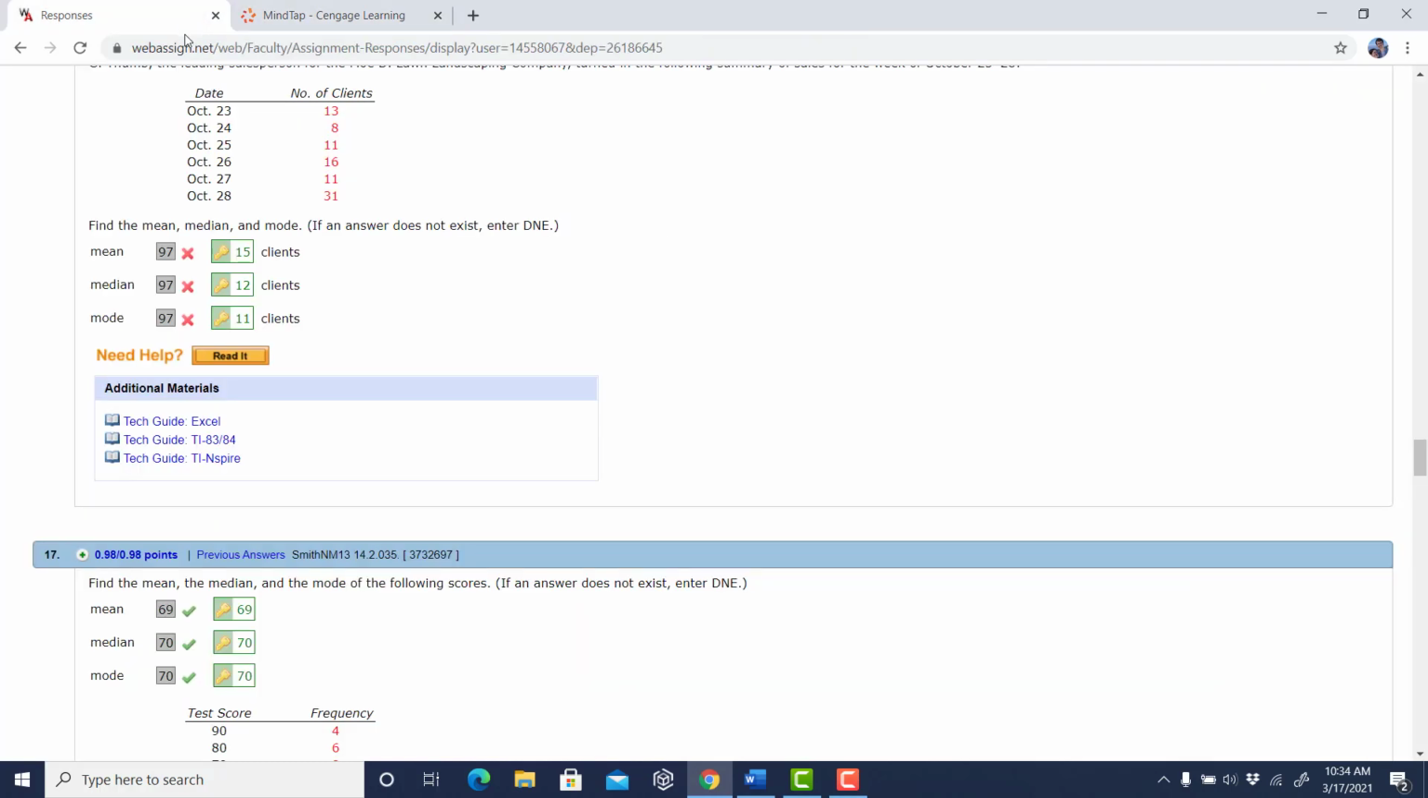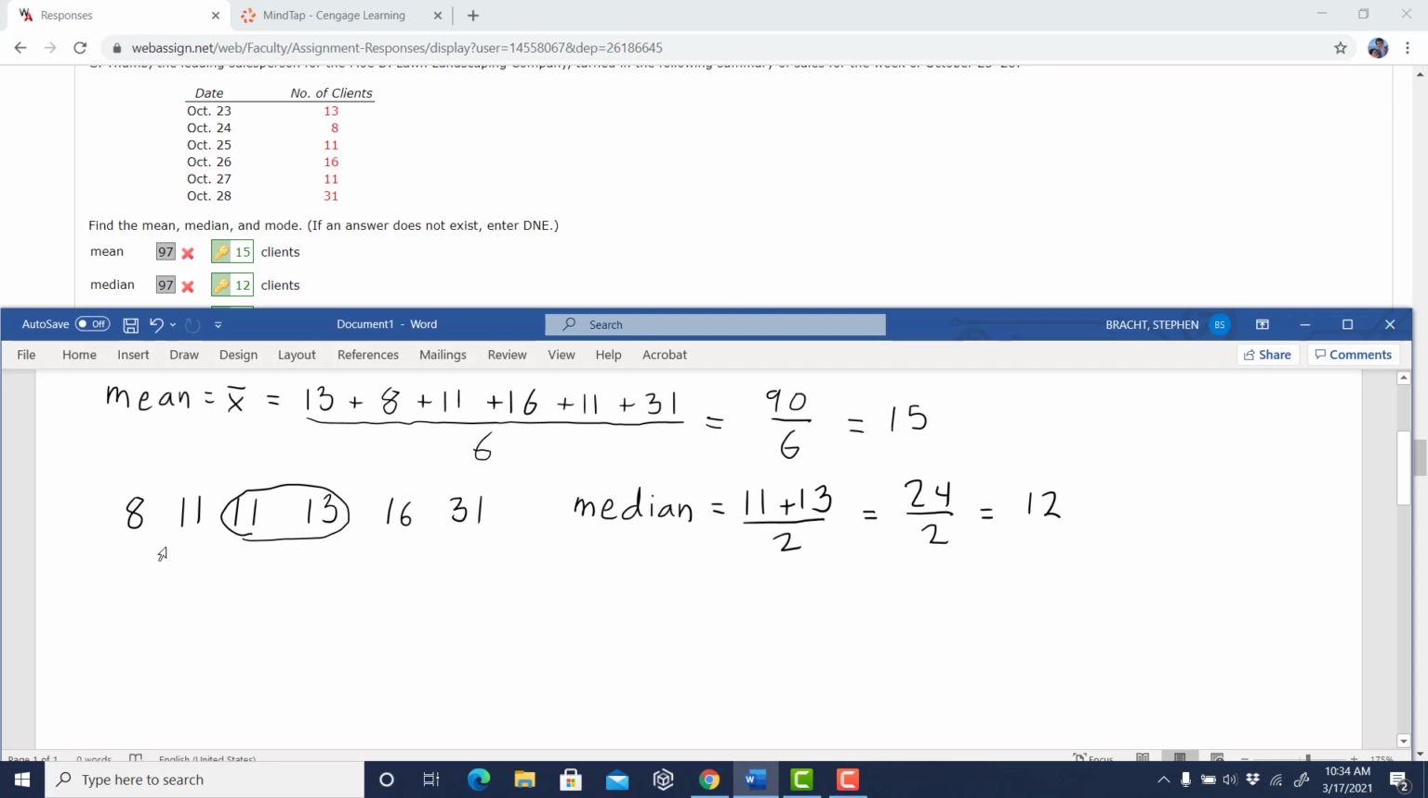If I come back over here, it's even more clear if I look at my arranged data, what I see is that the number 11 occurs twice, but every other number in the data set only occurs once. So the number 11 is the number that occurs the most frequently, so the mode is 11. That is how you would do that problem.